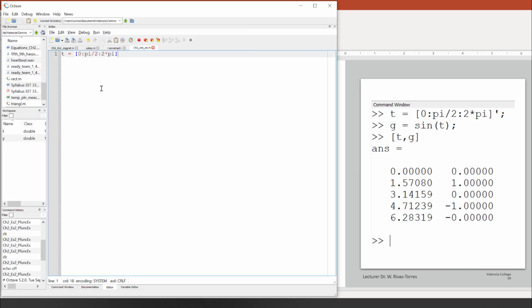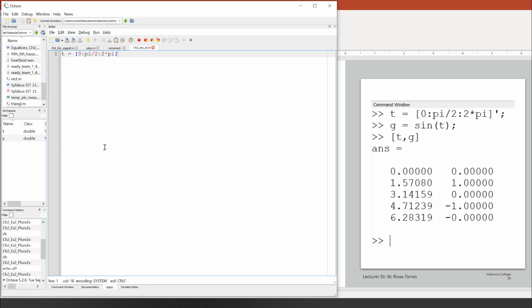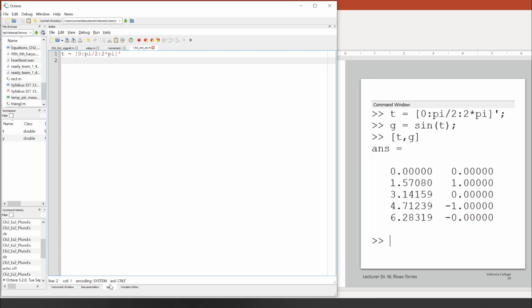Save. All right, so if I run this real quick and I go look at the command window, you'll see you just get a whole bunch of values. If you want to see them in a column, I put a single quote at the end, and that's going to transpose it. Again, if we run this, you'll see now they're in column form, right? Nothing really huge or important to write about.